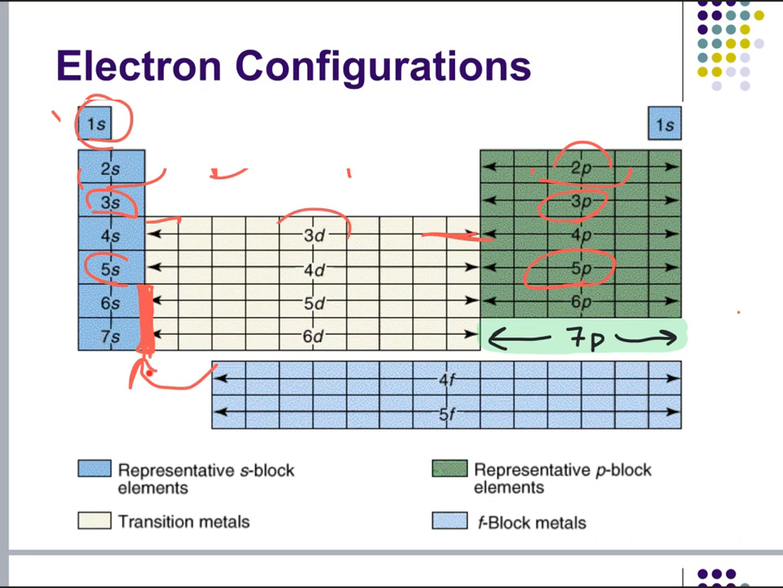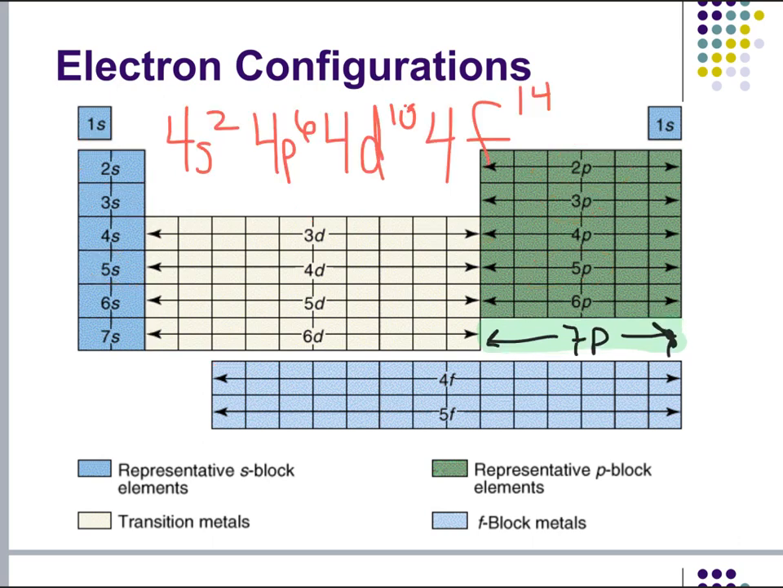So when we learn how to read this, we're going to read across. We would go from 6s to 4f first, then to 5d, then to 6p. And for the last row, we would go from 7s to 5f to 6d, and finally 7p.